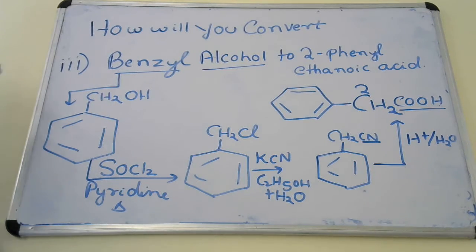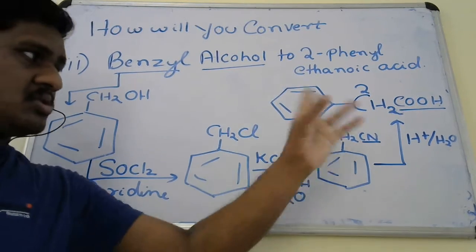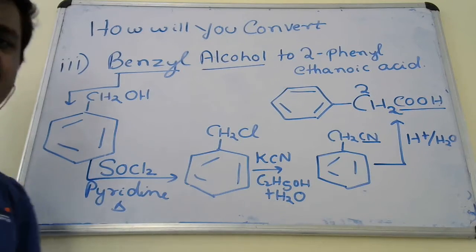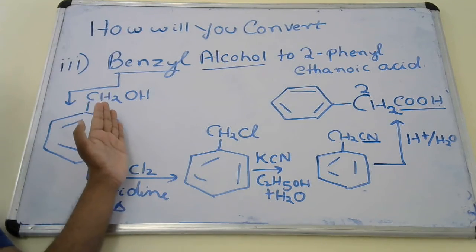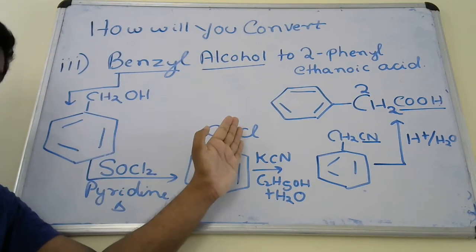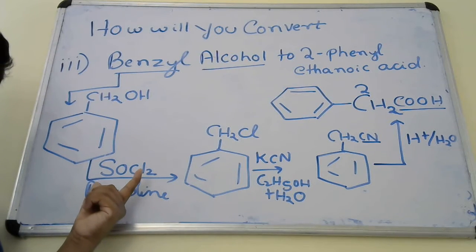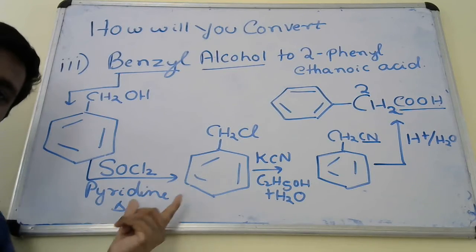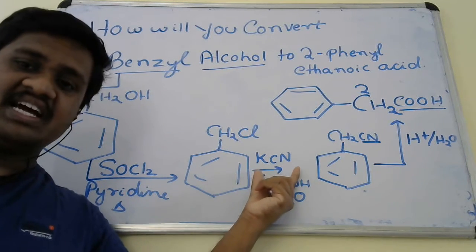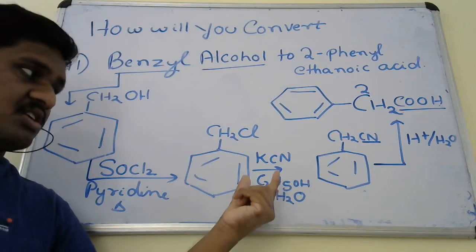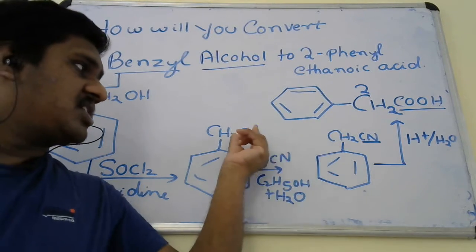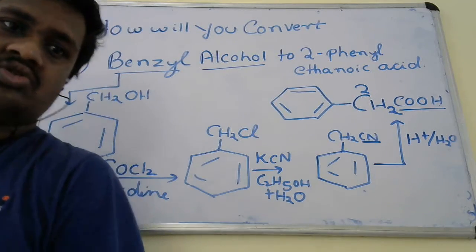Okay, so in 3 steps the reaction is completed. First we took the benzyl alcohol and converted it into benzyl chloride by providing SOCl2, thionyl chloride, in presence of pyridine and heat. Then you provide potassium cyanide, KCN, in presence of C2H5OH plus H2O. You will get, instead of chlorine, a cyanide group introduced.